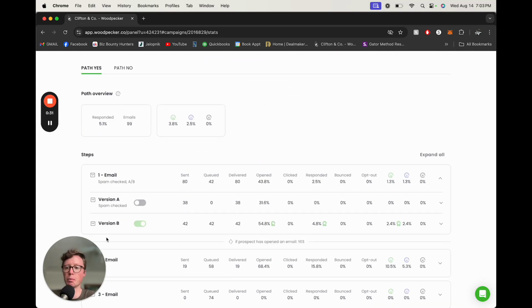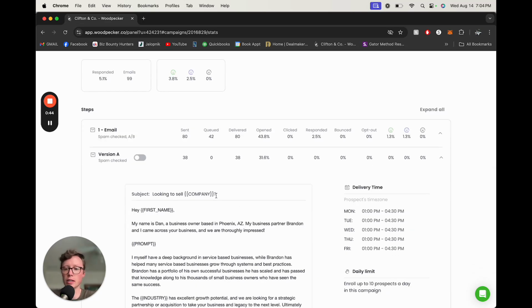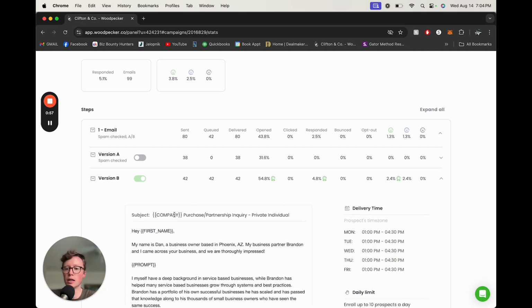So remember, we want to A/B test everything. So I did do 2 versions. 38 of the first version delivered with a 31% open rate. Subject: looking to sell company. So relating to them personally, this company name will pull from your data upload, but it did not perform as well as my other subject, which was company name purchase partnership inquiry dash private individual.